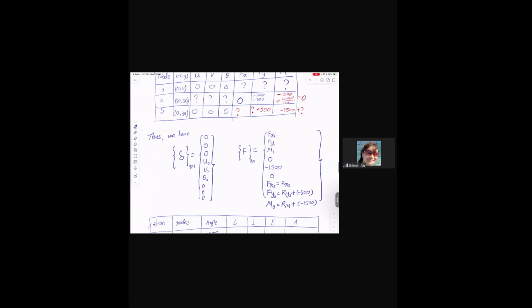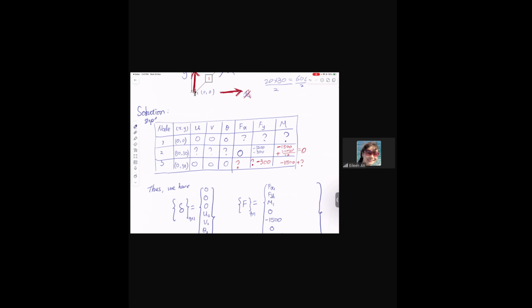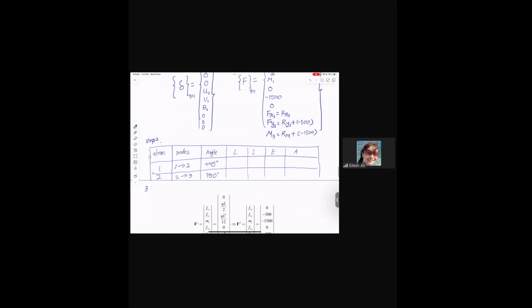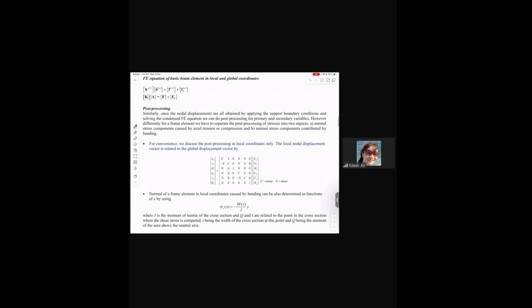And then we need to calculate. So this is step 1, and then step 2. Step 3 now. We need to calculate the stiffness matrix K. Okay. How do we calculate the stiffness matrix? Here it is. This is the equation.